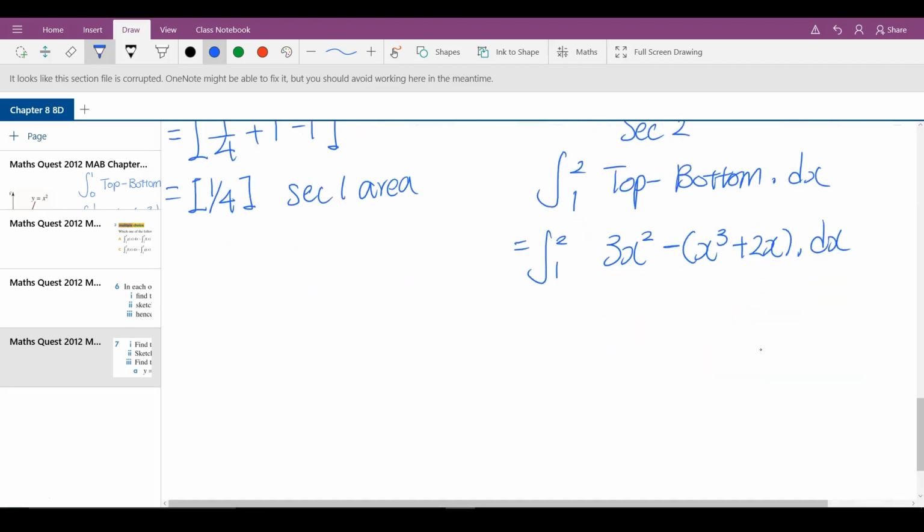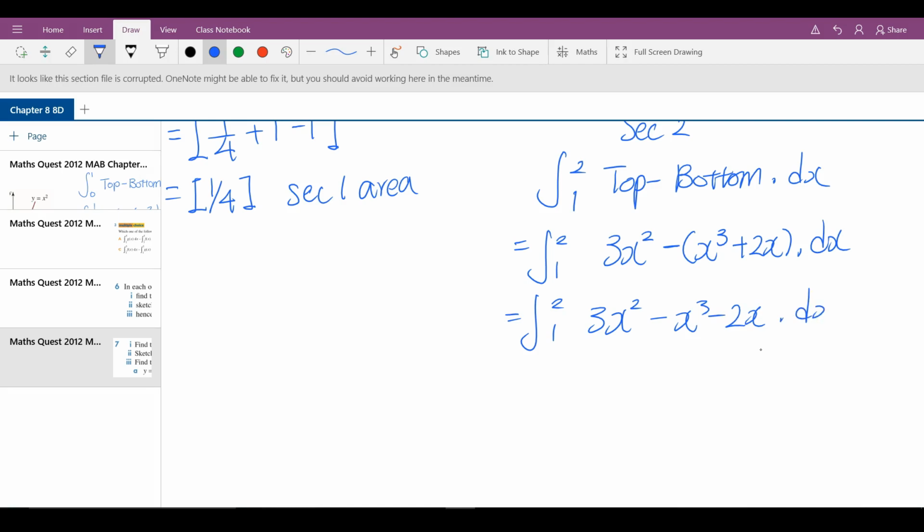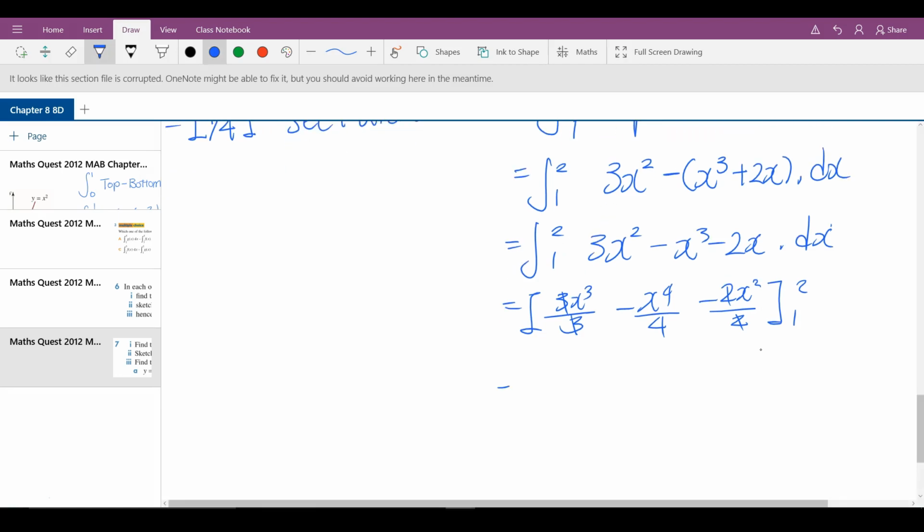Alright, let's break the bracket. From 1 to 2, 3x squared minus x cubed minus 2x, integrate with respect to x. Let's integrate. Pretty much the same as before, right? So this is just 3x cubed over 3, the 3 is gone, minus x to the power of 4 over 4, minus 2x squared over 2, the 2 is gone, from 1 to 2. So that is literally just x cubed minus x to the power of 4 over 4 minus x squared, from 1 to 2.